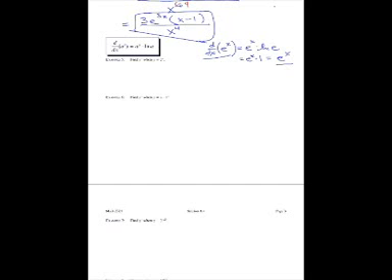Okay. Let's look at example 5. The function is y is equal to 2 to the x. We want the derivative. So this would be y prime is equal to 2 to the x times the natural log of the base, which is 2. And that's it.